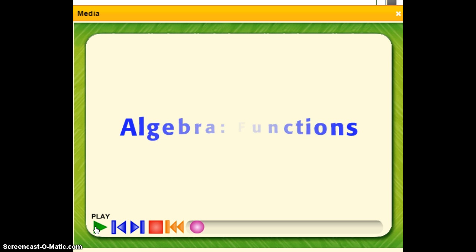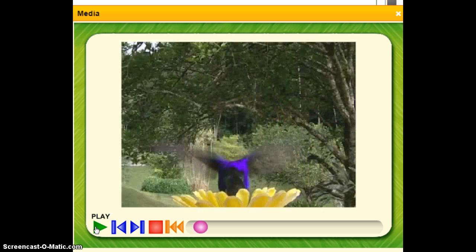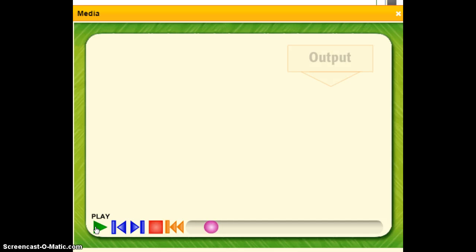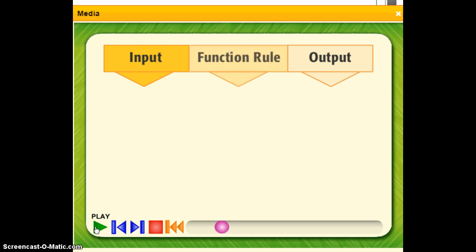Functions. A hummingbird beats its wings about 52 beats per second. The total number of times the hummingbird beats its wings, the output, depends on the number of seconds, the input. This relationship can be expressed as a function. A function assigns exactly one output value to one input value.